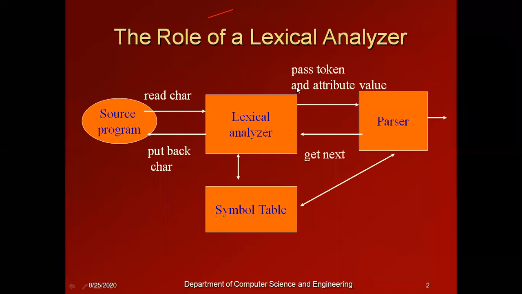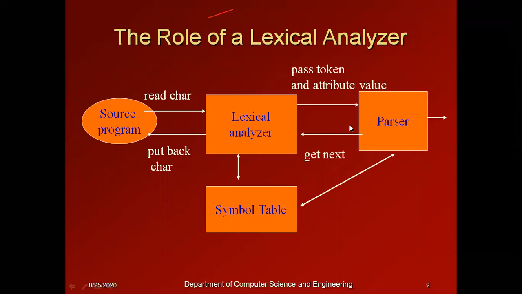From the diagram you can think of this whole process as a producer-consumer problem, where the producer is the lexical analyzer and the parser is the consumer. The lexical analyzer produces tokens, whereas the parser consumes those tokens to identify whether this stream of tokens is syntactically correct or not. That is how they function.